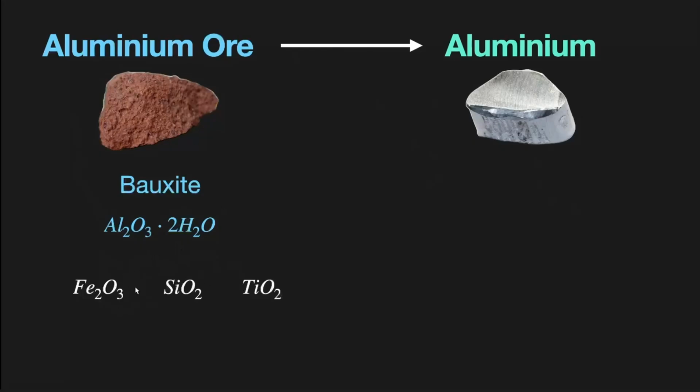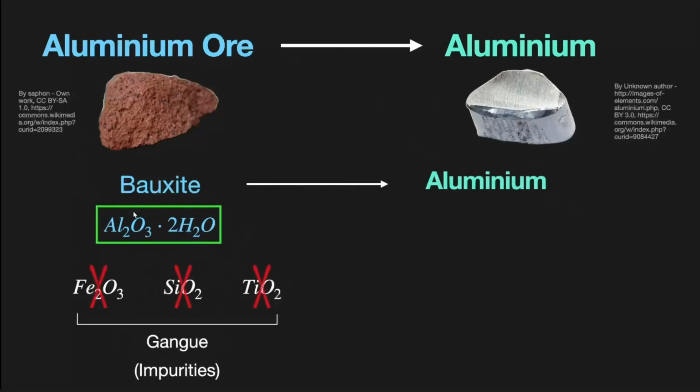We want to get rid of these oxides because these are impurities. Now, in metallurgy, impurities are given a technical term called gangue. We want to get rid of all this gangue while we parallelly extract out pure aluminium from bauxite, right? Let's figure out how this works.